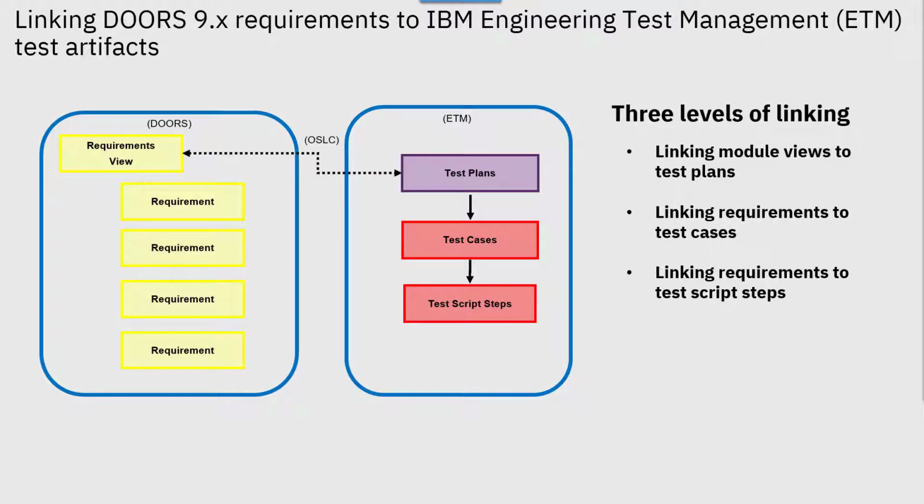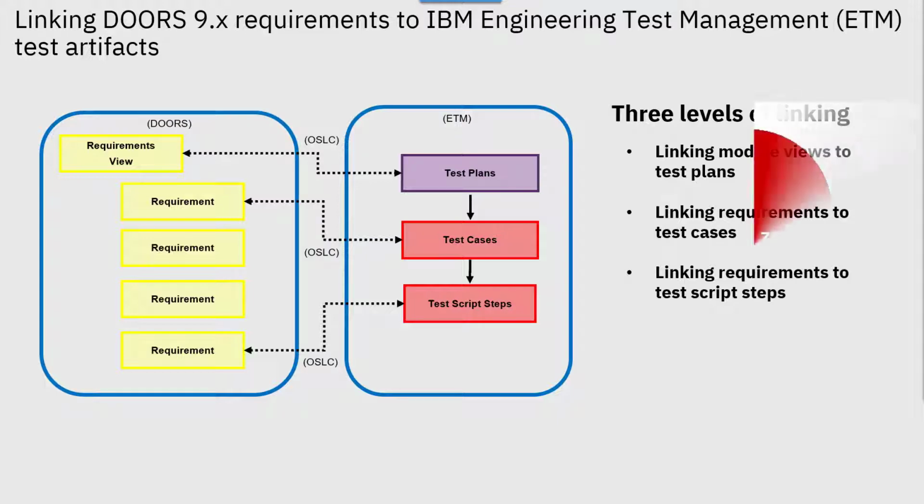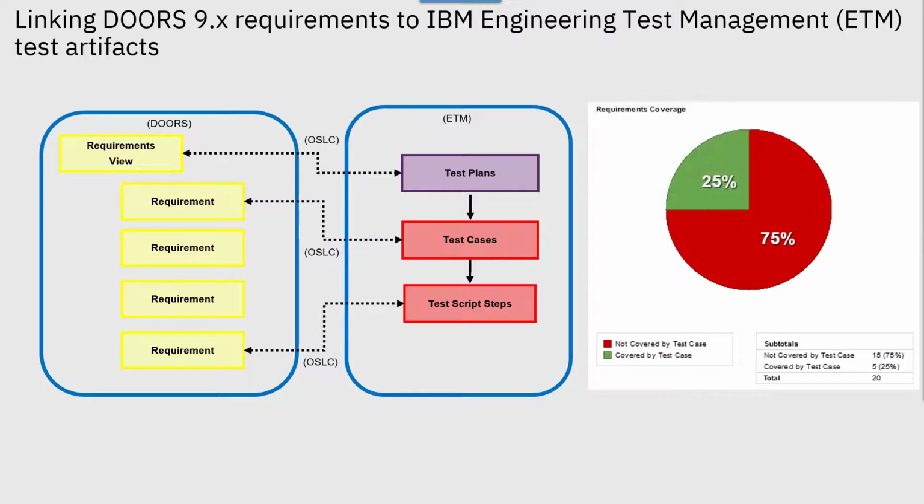In addition, it provides the ability to link one or more DOORS requirements to test cases and/or test script steps. By establishing these traceability links between DOORS requirements and ETM testing artifacts, robust reporting on requirements coverage and/or testing status can be provided via dashboard widgets or exportable reports. Now let's take a look at this integration in action.